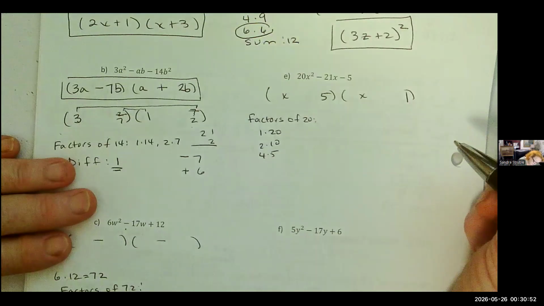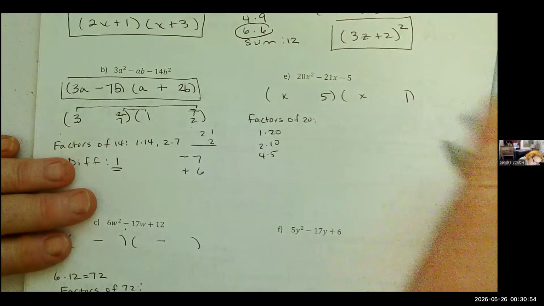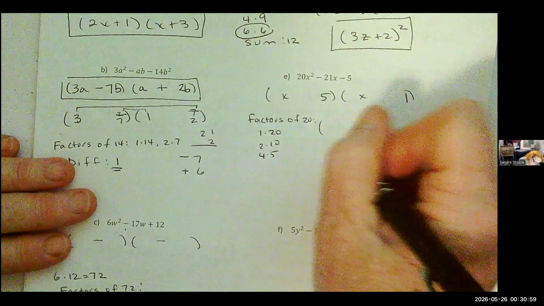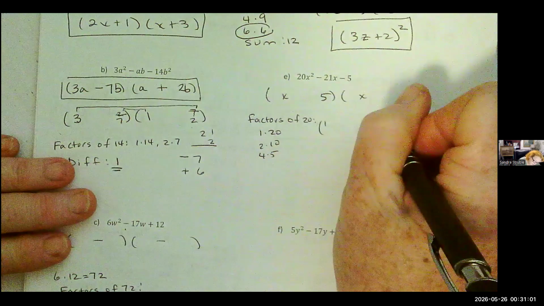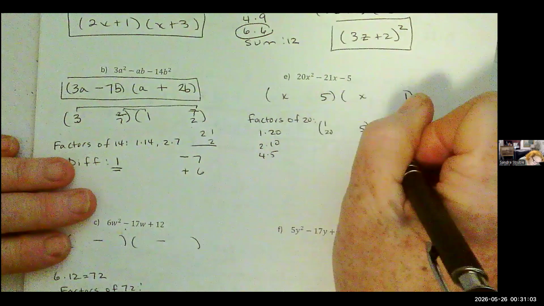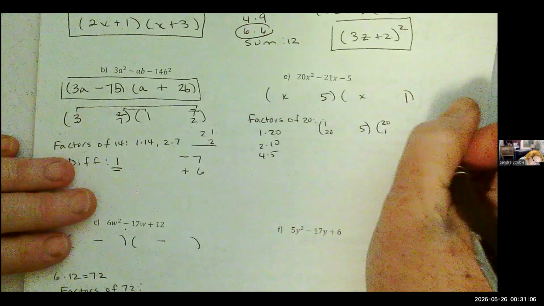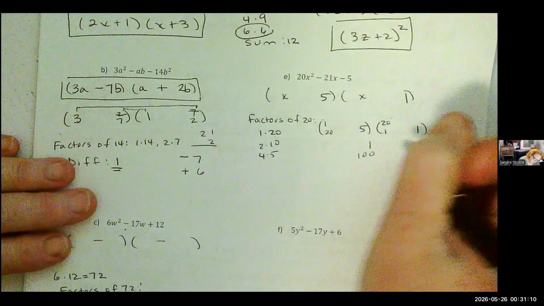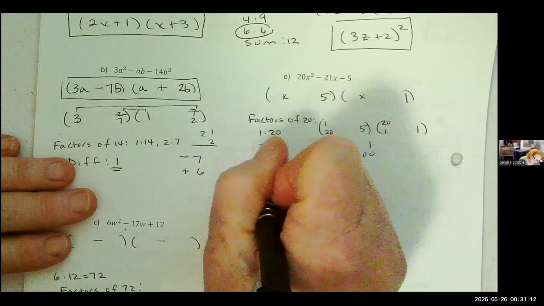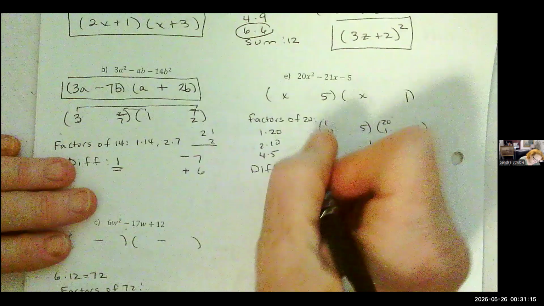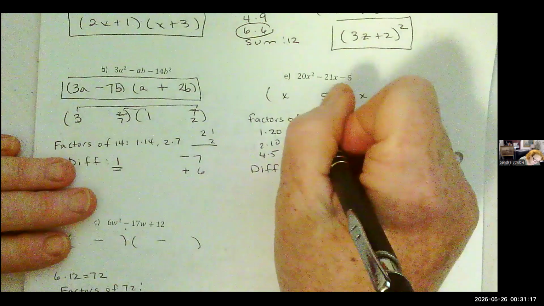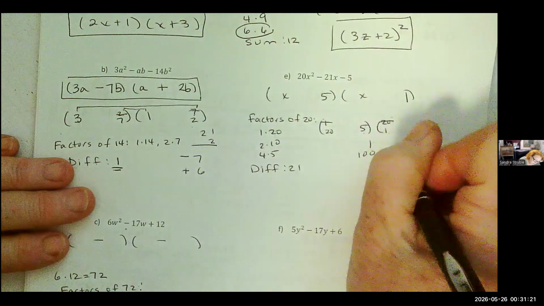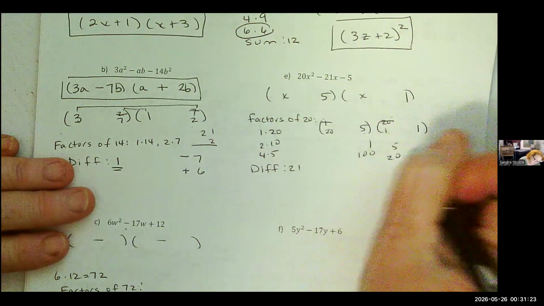I'm going to break this down. I have a 5 and a 1. Can do 1 and 20, 20 and 1. Check my outer and inner. Outer is 1, inner is 100. My difference needs to be 21, and that didn't work. 5 times 1 is 5, 20 times 1 is 20. That does not give me 21. Let's try again.